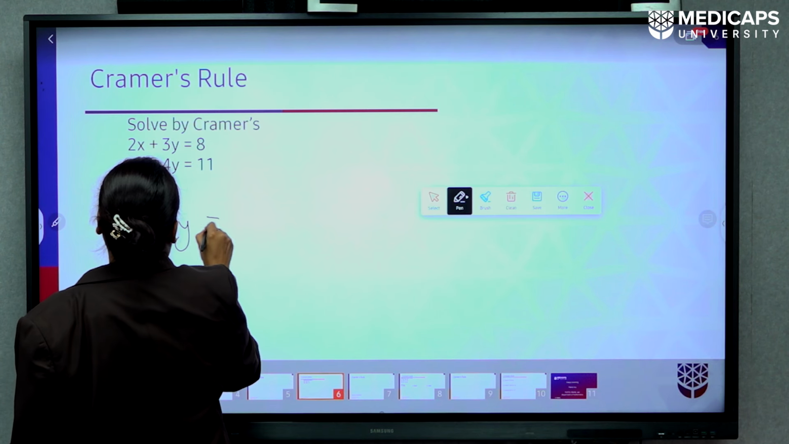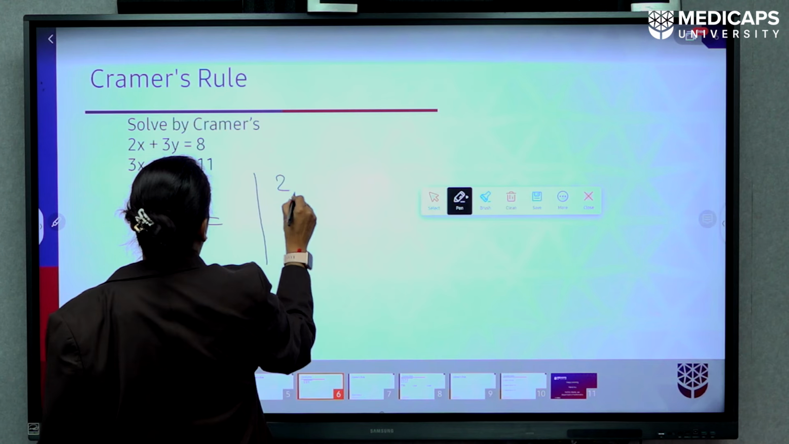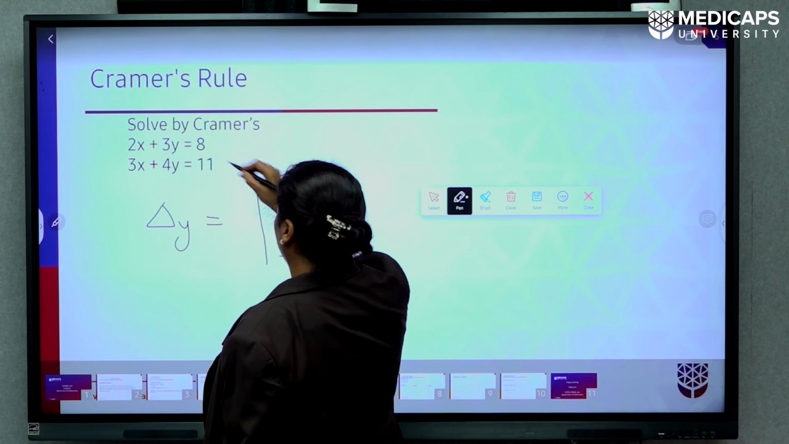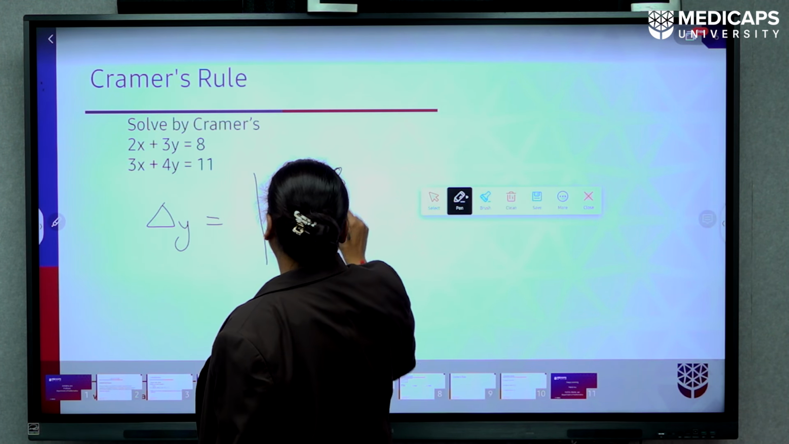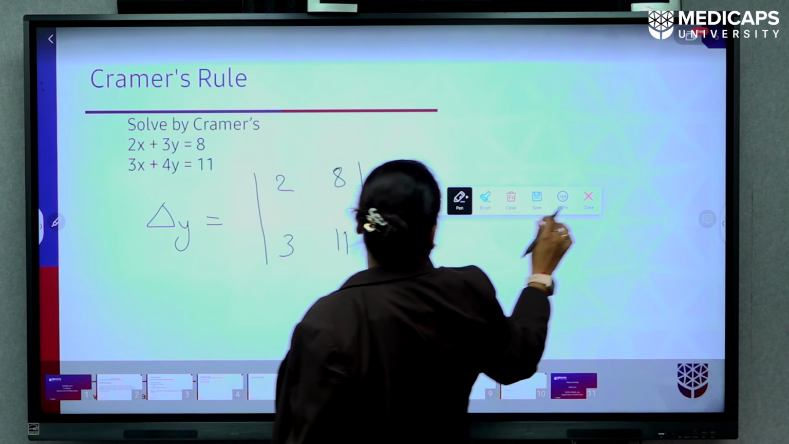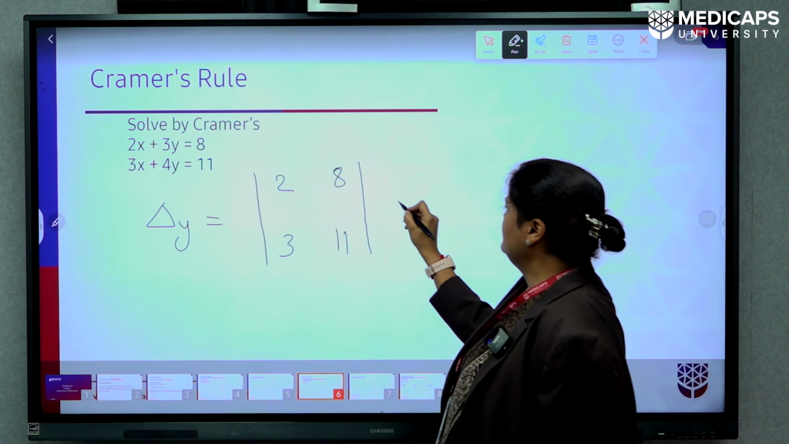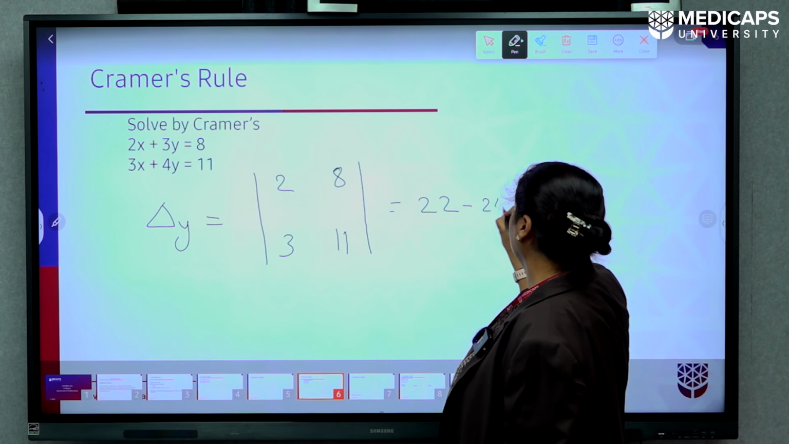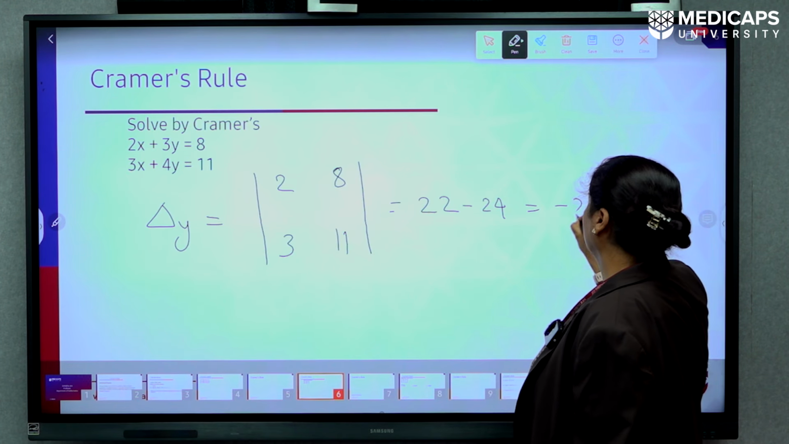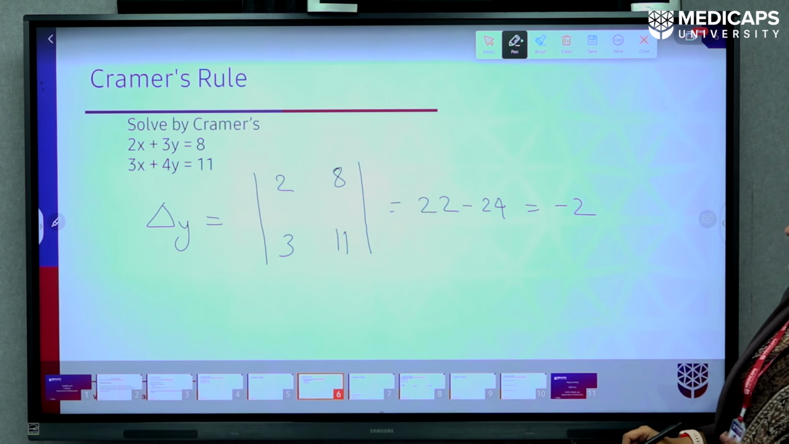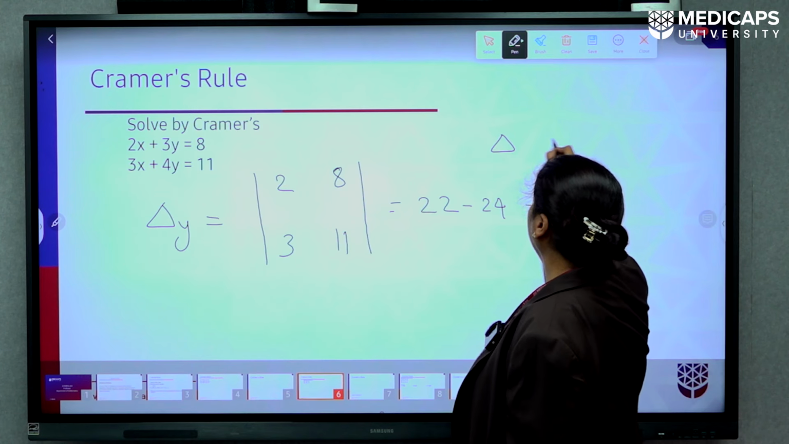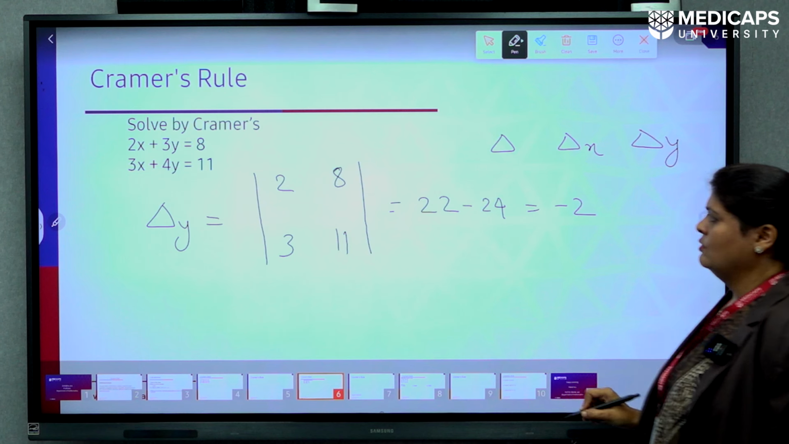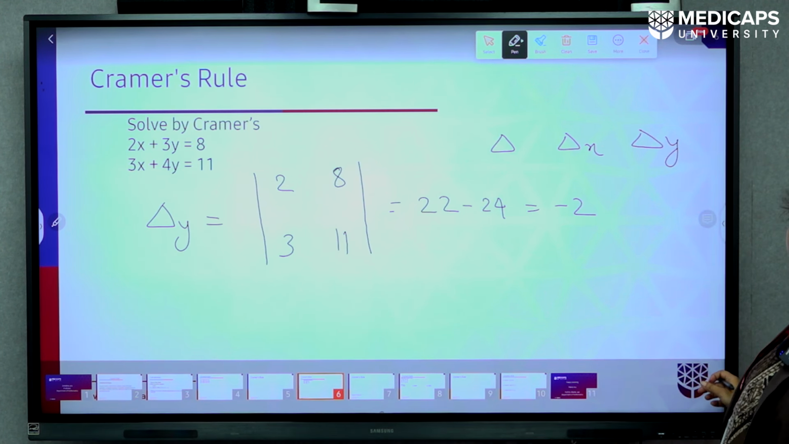Then we have to calculate del y. So del y will be equal to 2, 3, and in the place of y we will write down 8 and 11. So we'll solve this. 11 2 ja 22 minus 8 3 ja 24, and it comes out to be -2. So we have calculated del, del x, and del y. Now what we have to do, we have to find out x and y.